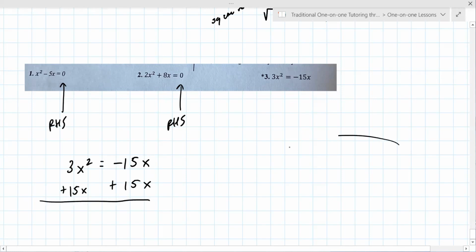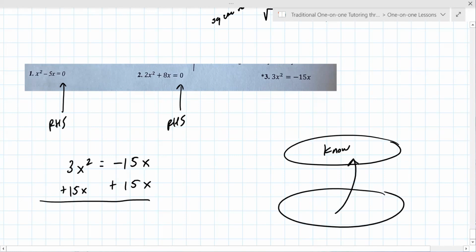So a lot of the math problems you do, you know how to do something in math. Maybe you just need that little bit of guidance, and then we make it back into something that you know. All right. I guess that's logical. So this becomes 3x squared plus 15x equals 0. All right.